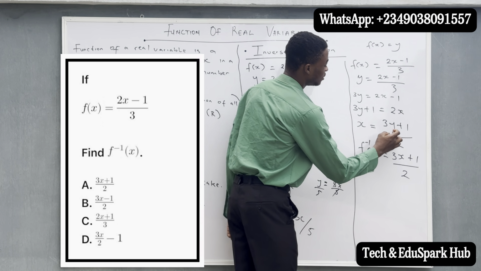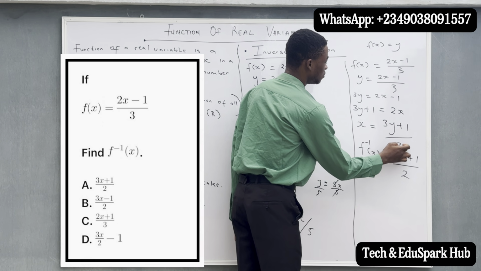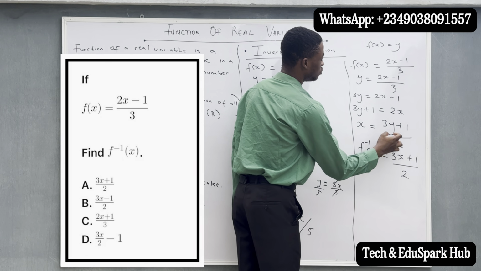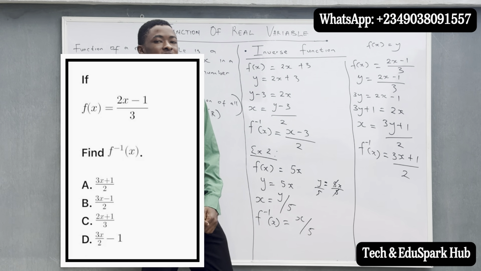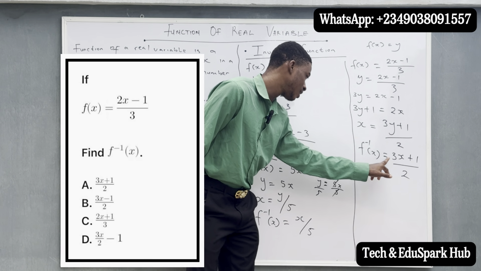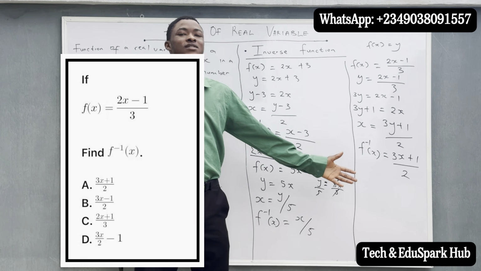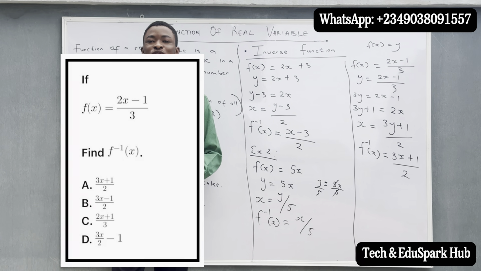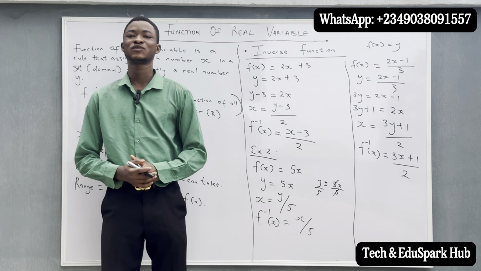So no matter where the y is, the y can be at the numerator or at the denominator, you just have to change it to x to get the inverse of the function. Because you can see we have x in this bracket, so whatever that is here must be x. So that is how we solve questions on inverse function. So this will be all on inverse function.